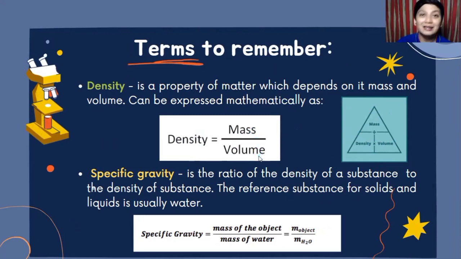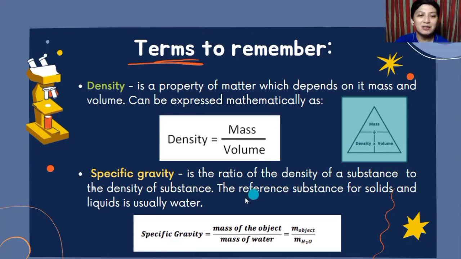Remember that the density of water is 1 gram per milliliter. Everything that is greater than 1 will sink in the water, of course. And if it is less dense, meaning it is lighter, it will float, like ice. When you put ice in the water, it will float because it is less dense. Greater density, it will sink.